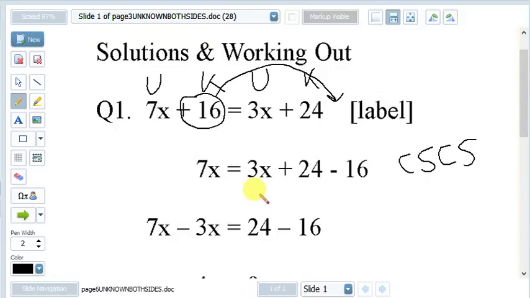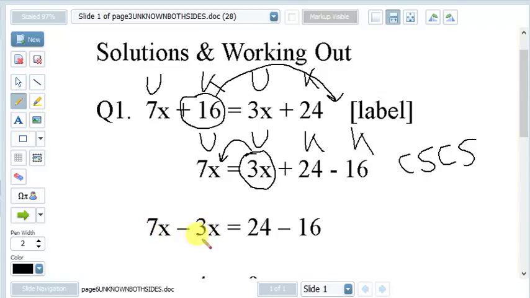So basically what you're doing here is balancing out the equation. So first of all, we need to now label unknown, unknown, known and known. So the 3x now, and that's positive 3x. When we bring that across to the other side, it becomes negative 3x.